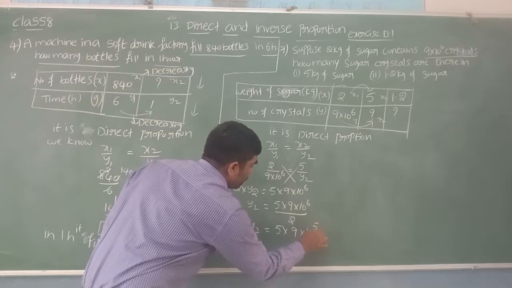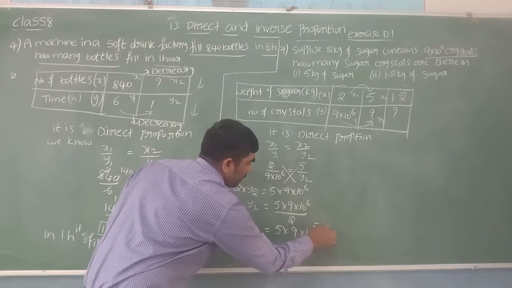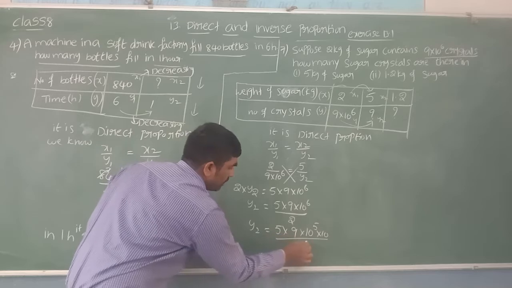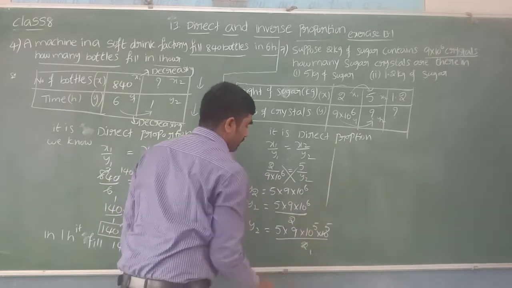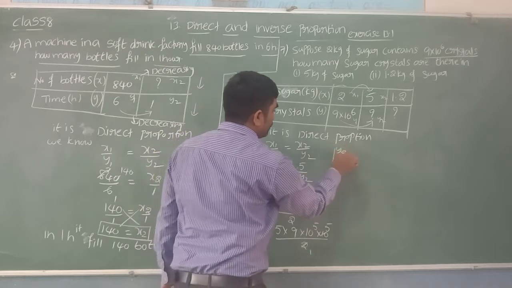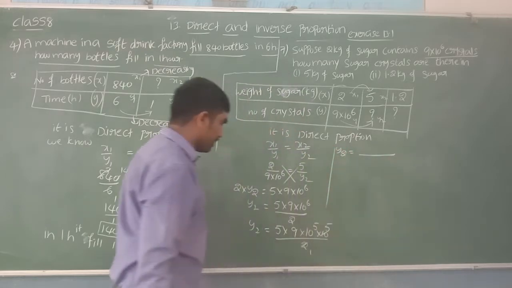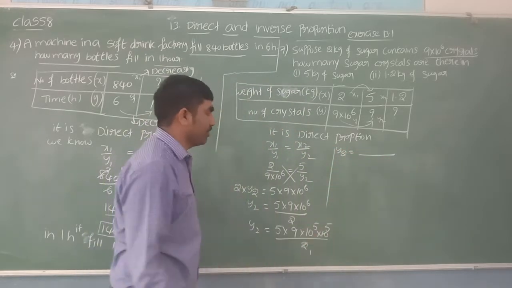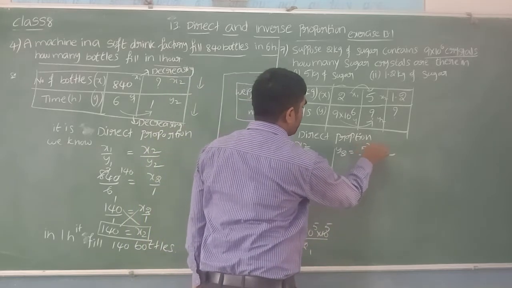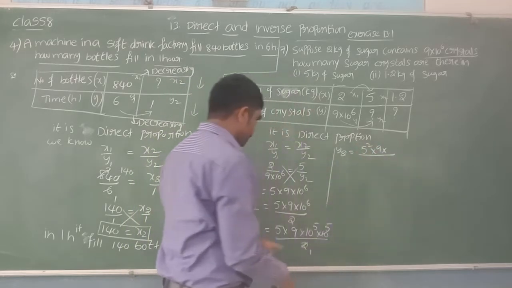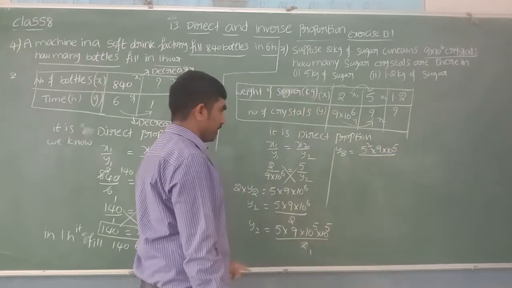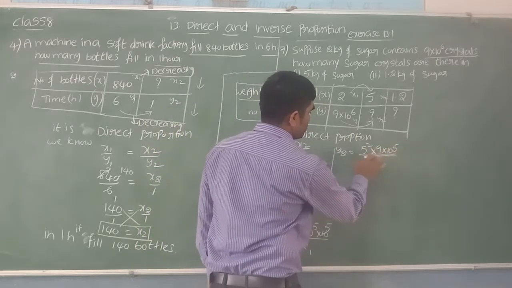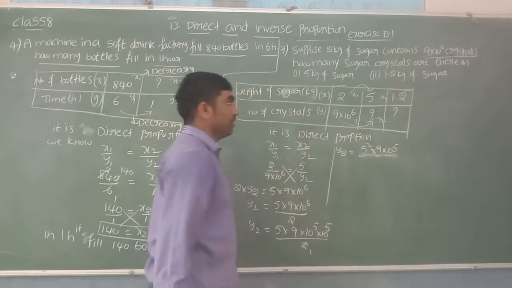Now I can write 10 power 6 as 10 power 5 into 10, to simplify this. 2 1s are 2, 2 5s are 10. Now I can write y2 is equal to 5 power 2 into 9 into 10 power 5. So no need of this by 1, no need of this by 2. So this is the answer, the y2 value.